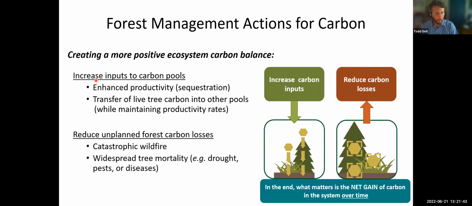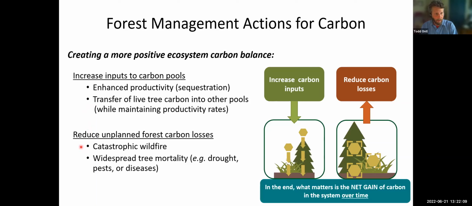Some of the things we can do to increase the inputs: we can think about enhancing the productivity of trees, enhancing that sequestration rate, as well as whether there are opportunities to transfer carbon from that live tree pool into some of those other carbon pools. As long as we're maintaining those productivity rates, that's an input to the system that is a net gain.